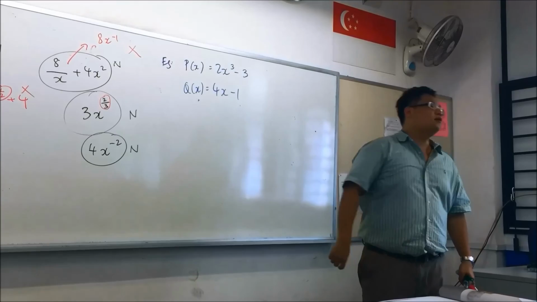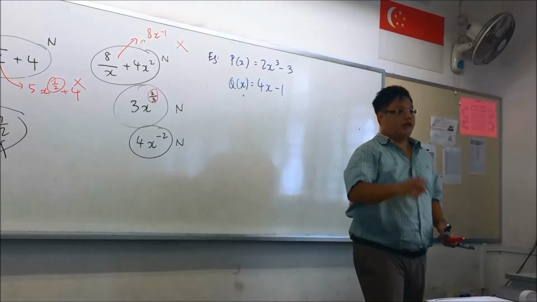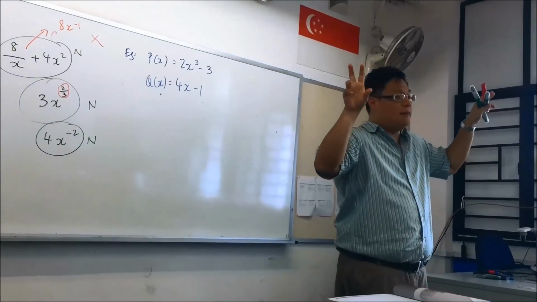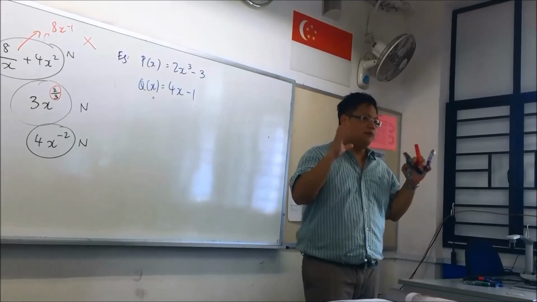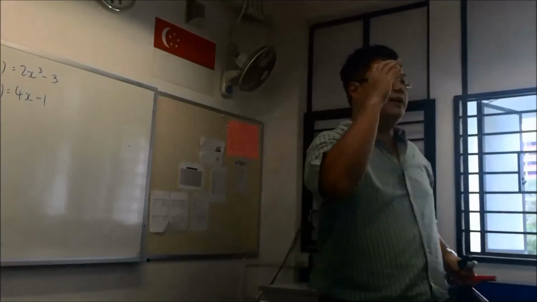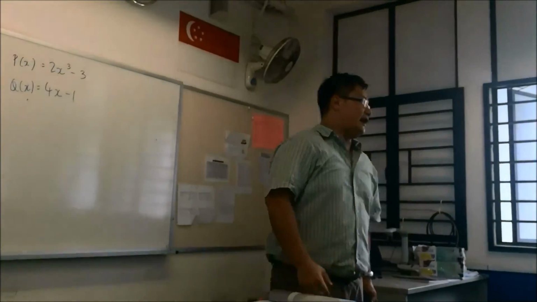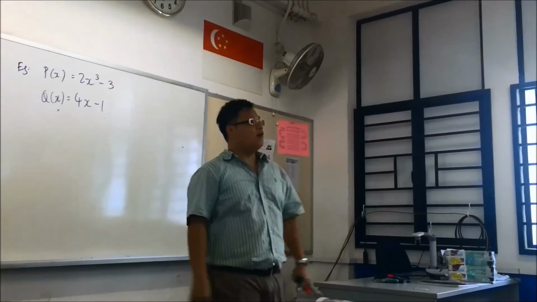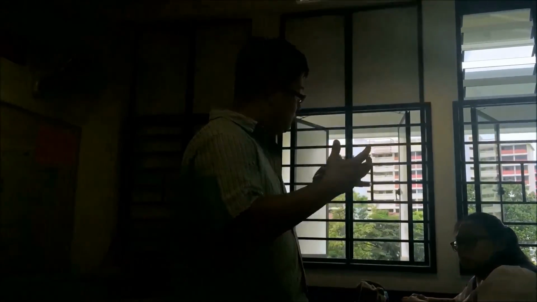I want to ask you a particular question. If I take p(x) plus q(x), can you tell me, for the resultant polynomial, the final answer, what is the highest power of this polynomial? It will be, everybody? 3. Very good. If I were to subtract, the function p(x) subtract q(x), tell me what will happen to the highest power in the resultant polynomial. It will also be 3, right?